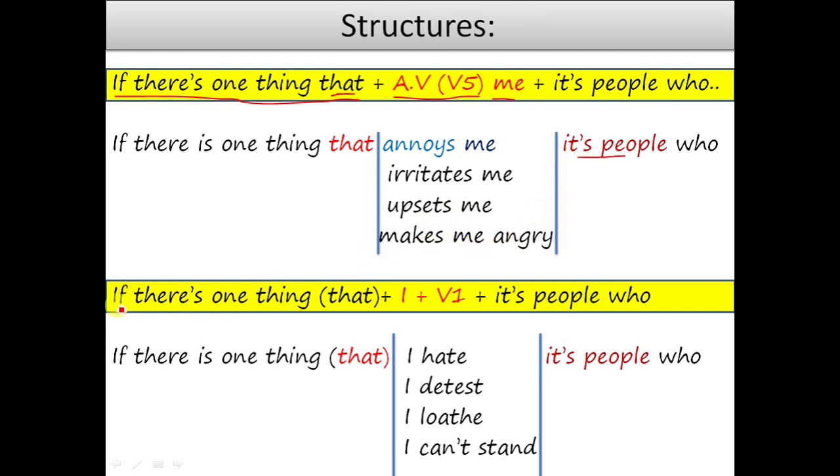Similarly, for object relative clause, if there is one thing, that is optional, and then I, and then the given verb, attitude verb, like hate, detest, loathe, and can't stand. So if there is one thing, I plus V1, and then it's people plus the given WH clause. Like if there is one thing I hate, I detest, I loathe, I can't stand, it's people who.